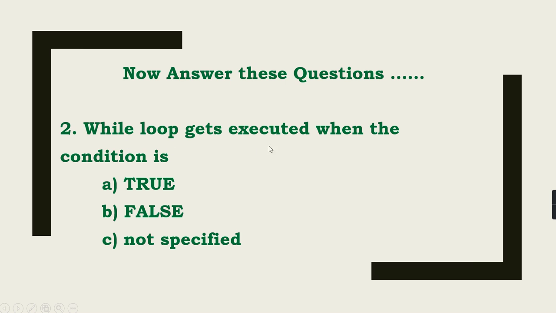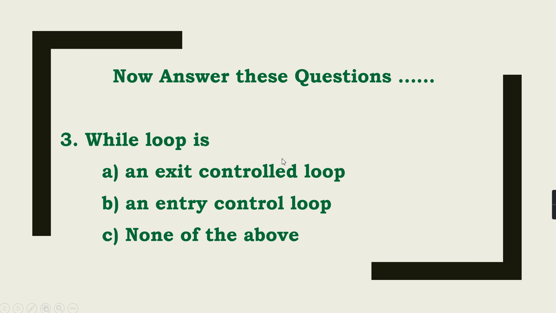Now the second question is, while loop gets executed when the condition is true, false, or not specified. So the answer is the while loop gets executed when the condition is true. Whenever the condition evaluates to true, then only the while loop gets executed. Then, is the while loop an exit control loop, an entry control loop, or none of the above? So while loop is an entry control loop. It is an entry control loop.